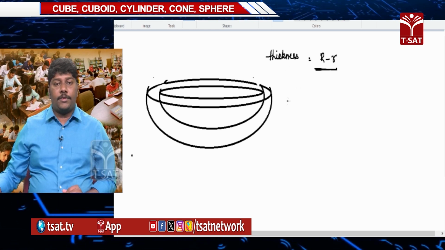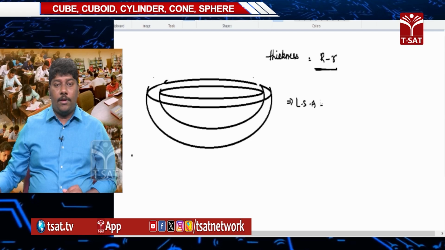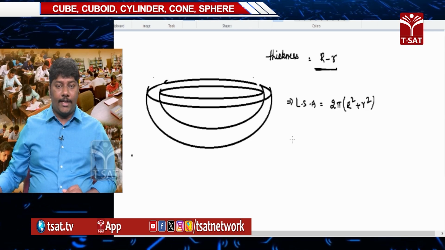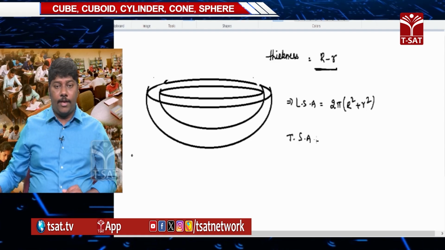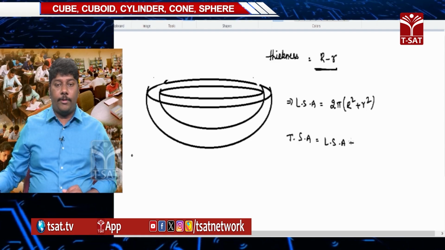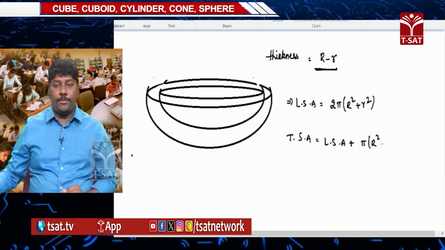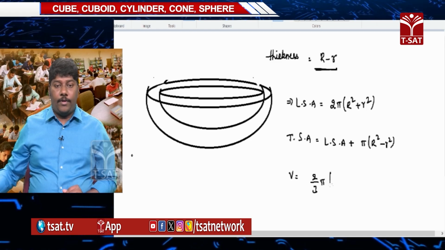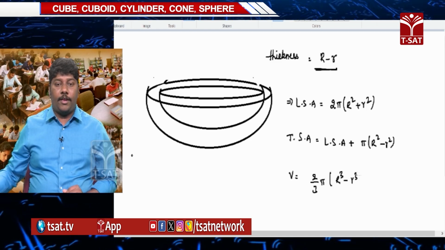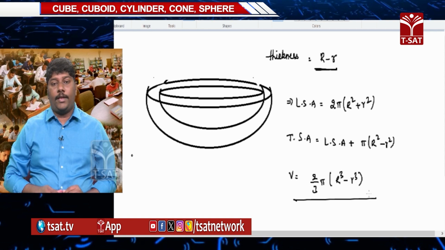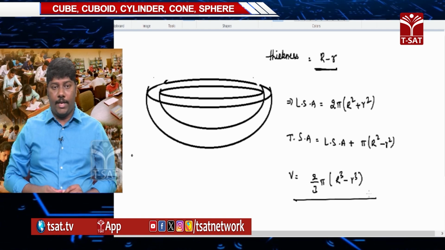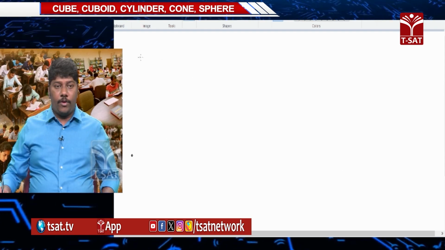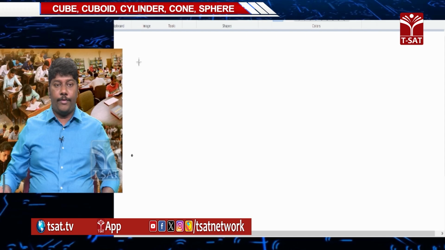What is very important in this? Lateral surface area. It is 2 pi (capital R square plus small r square). Both the lateral surface areas you add. Total surface area: along with the lateral surface area, you will have one ring, that is pi (capital R square minus small r square). When it comes to volume, 2 by 3 pi, from the outer hemisphere you subtract the inner hemisphere volume. So 2 by 3 pi (capital R cube minus small r cube). So you will get the hollow hemisphere volume. Now look at what happens when a cone, I am taking the front view of the cone.